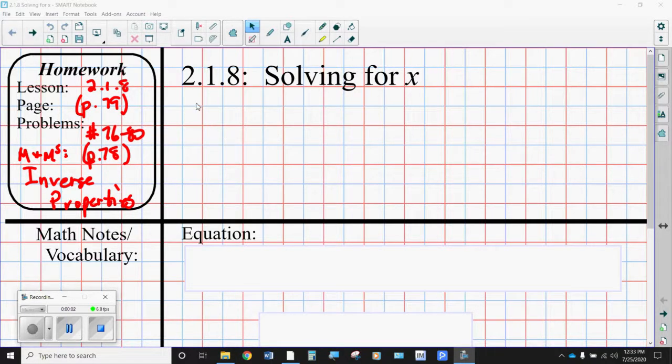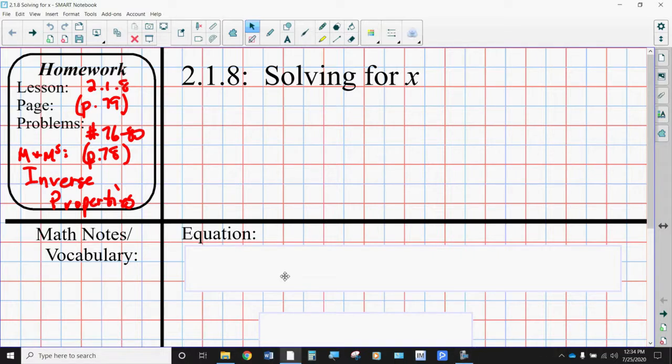Alrighty, for today's lesson, which is 2.1.8, called Solving for X, we are now going to take all of these legal moves that we've been practicing for the past few lessons, and we're going to put them to use when solving equations. We'll be working with equations that have variables, and figuring out the value of the variable that makes the equation a true statement.